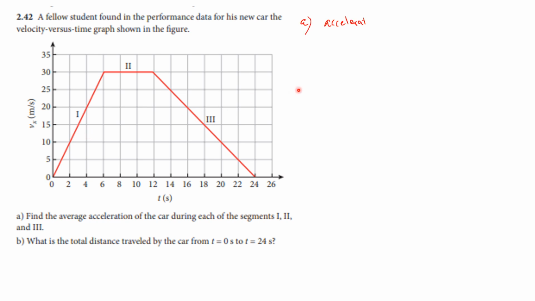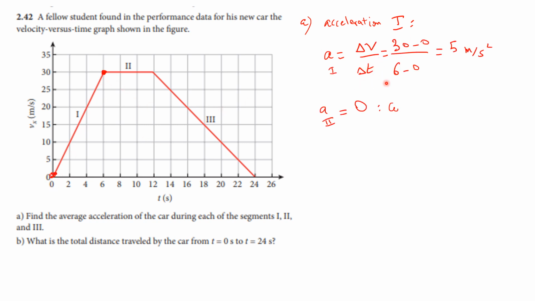So in this case, acceleration for part 1 is delta v over delta t, the slope. We choose 2 points. So it's 30 minus 0, y2 minus y1, over x2 minus x1, which in this case is 6 minus 0. So 30 divided by 6 is 5. In the second segment, acceleration is 0 because the velocity is constant. The velocity is the same, so there is no acceleration in this case. So acceleration here is 0.